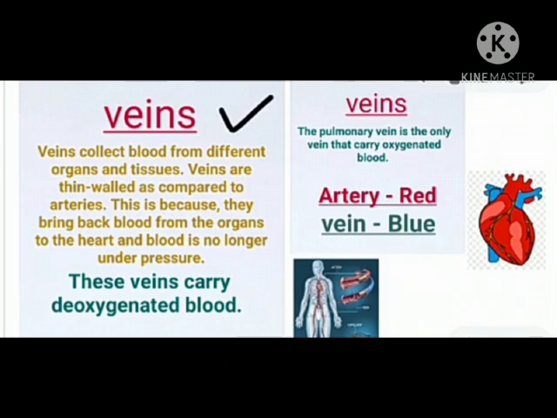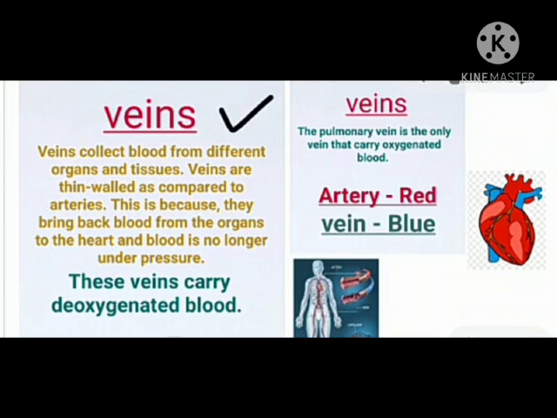Next is your veins. Veins collect blood from different organs and tissues, and veins are thin walled as compared to arteries, while arteries have thick walls. This is because veins bring blood from the organs to the heart, and blood is no longer under pressure. Blood is not flowing under pressure in veins. That's why they are less elastic and thin. They have a wide lumen, right? And they have a thin wall.